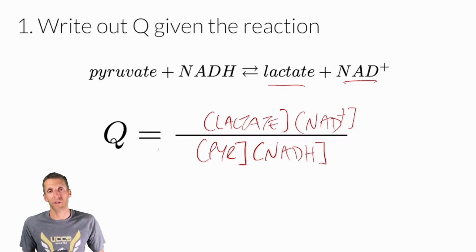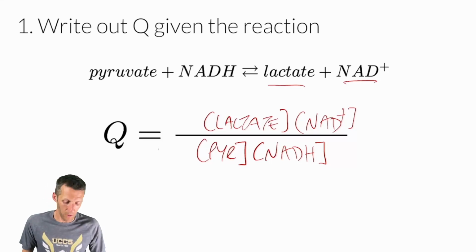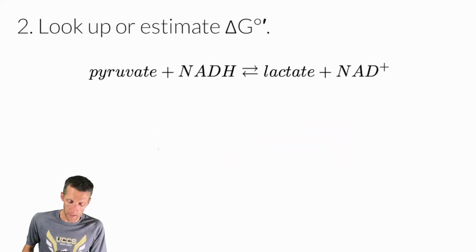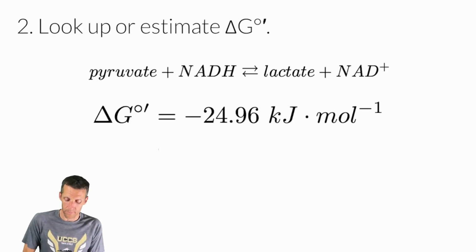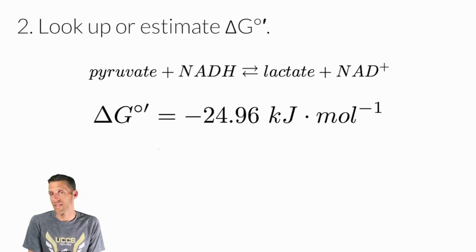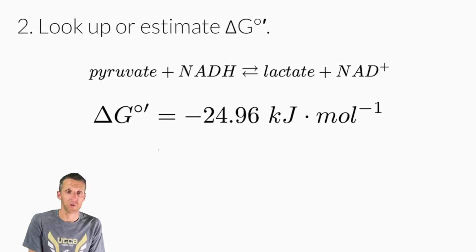And it's really important that you define that correctly, with the products over the reactants, if you're going to get the right answer. Next thing we need to do is look up or estimate delta G naught prime. You can look this one up in a table, and it turns out to be minus 24.96 kilojoules per mole. So that's the delta G naught prime.